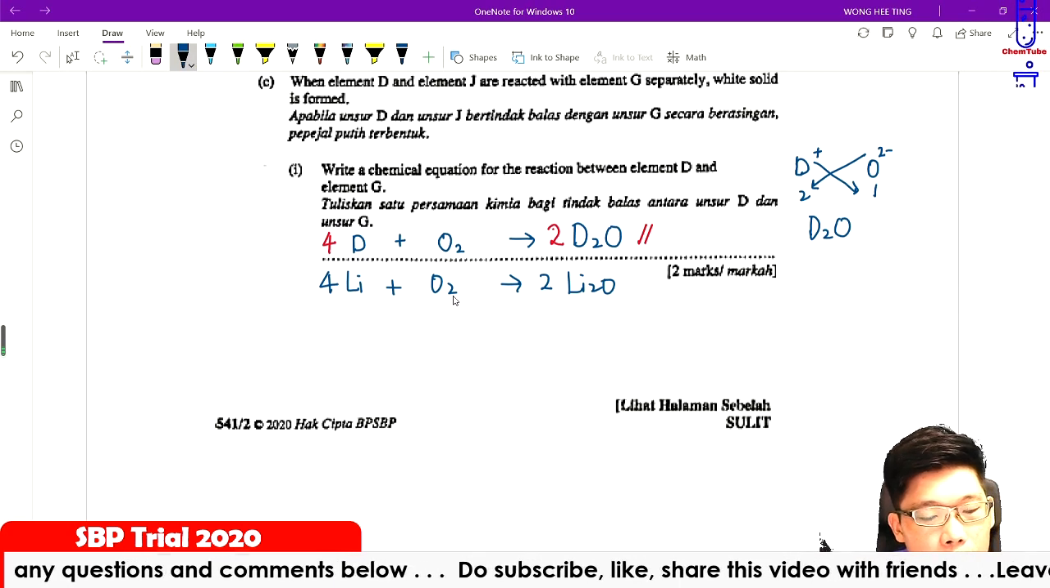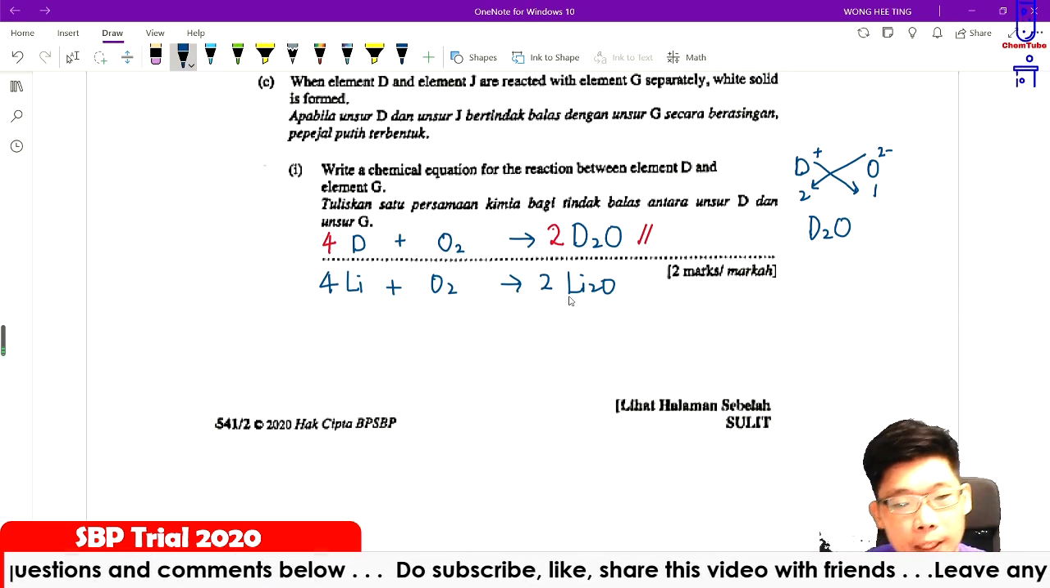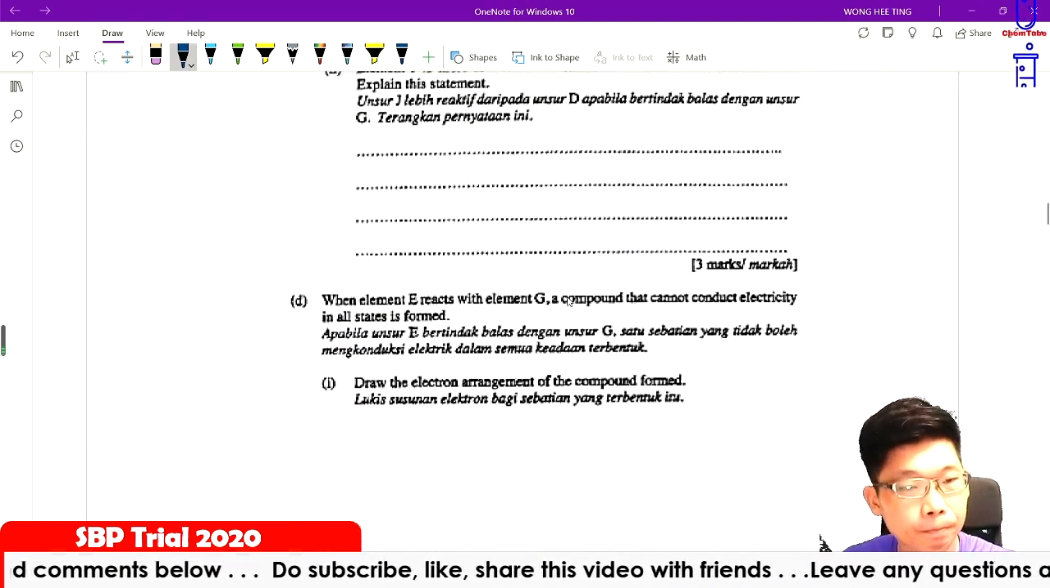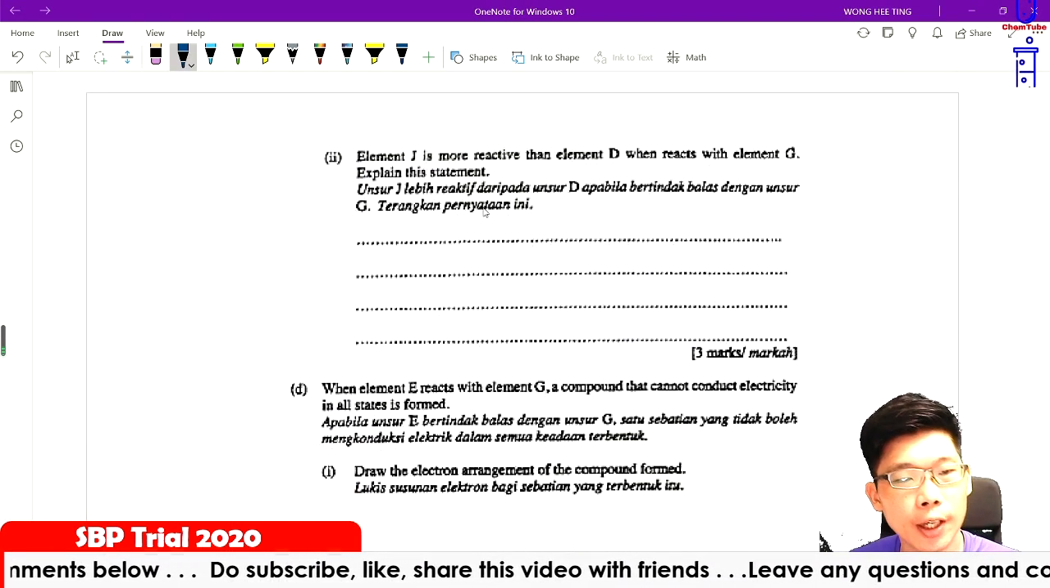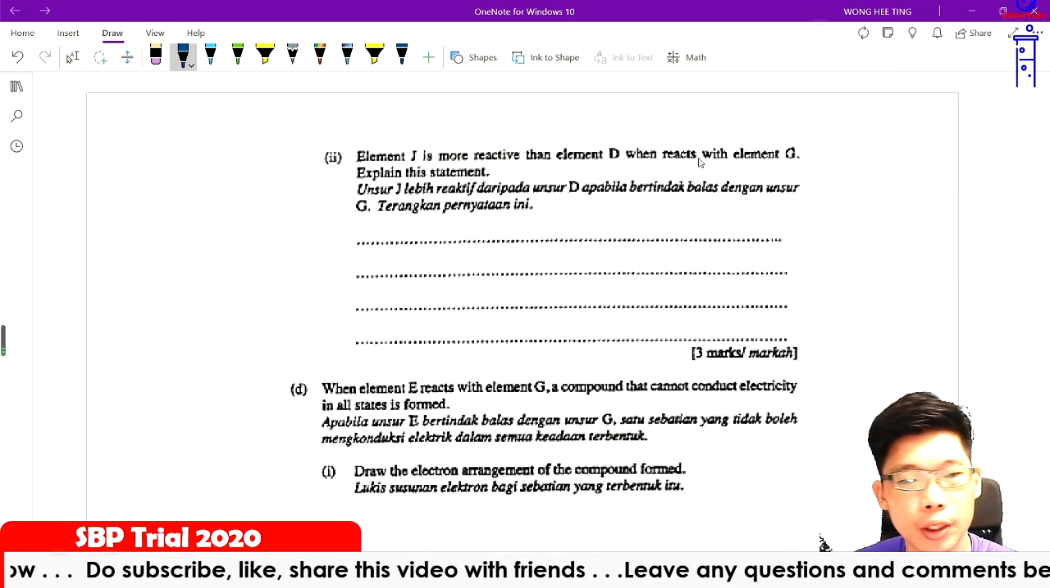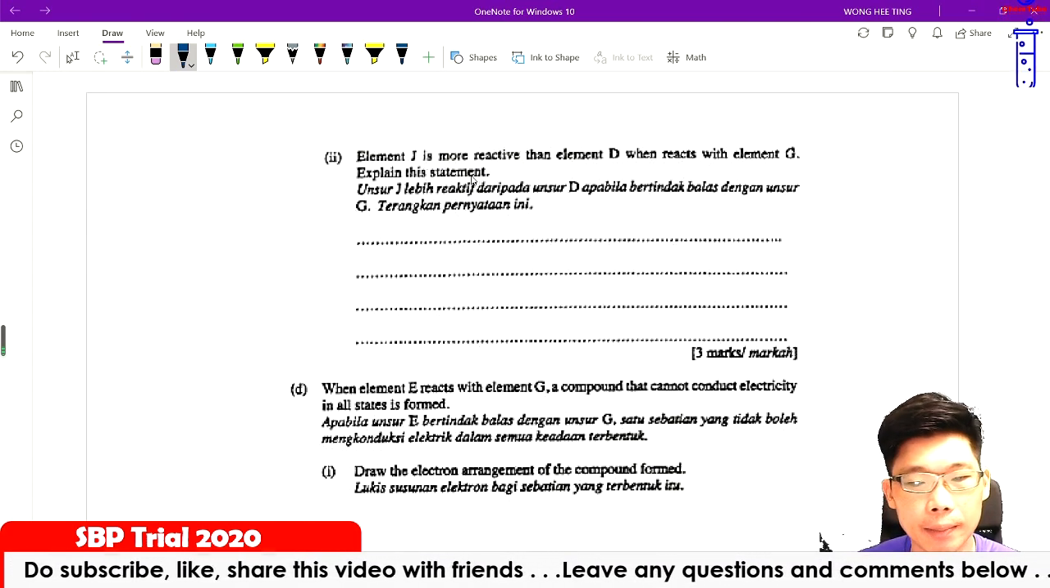Okay, 4 lithium with oxygen produce the lithium oxide. Okay, then J is more reactive than D in group 1 when reacting with G. Explain this statement. So 3 marks.